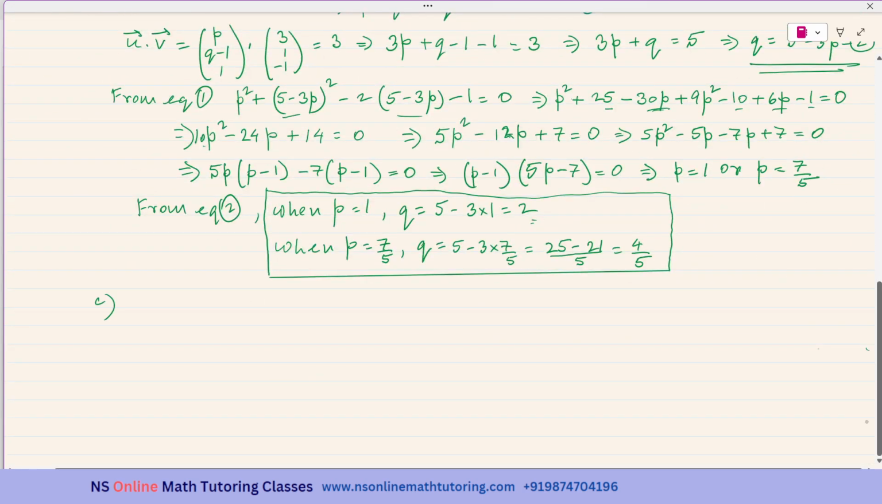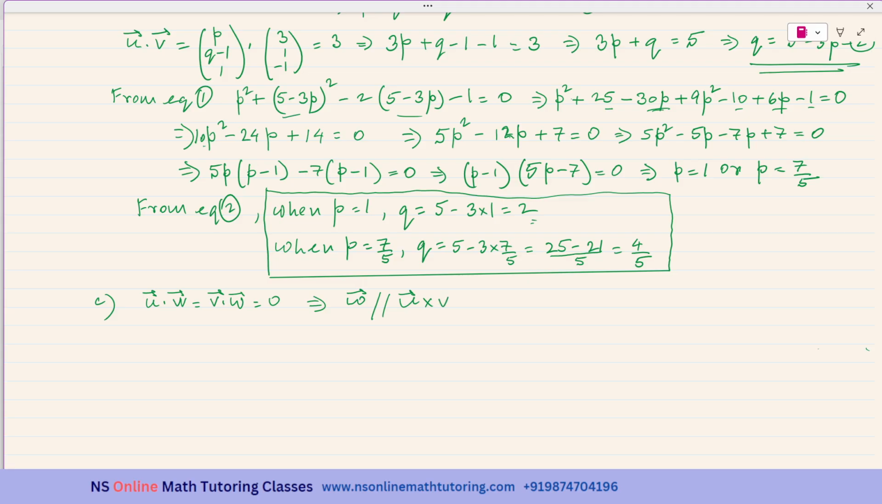Now, it is said that U dot V is equal, not VW, V dot W is equal to 0, which implies W vector to be parallel to the U cross V vector. So, first of all, let us write the U vector and the V vector separately, and we have to get the cross product of these two. W is also said to be equal to CD vector.